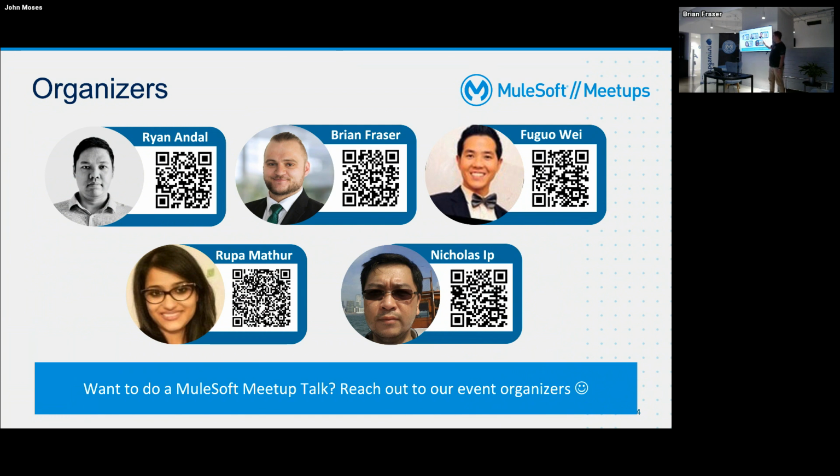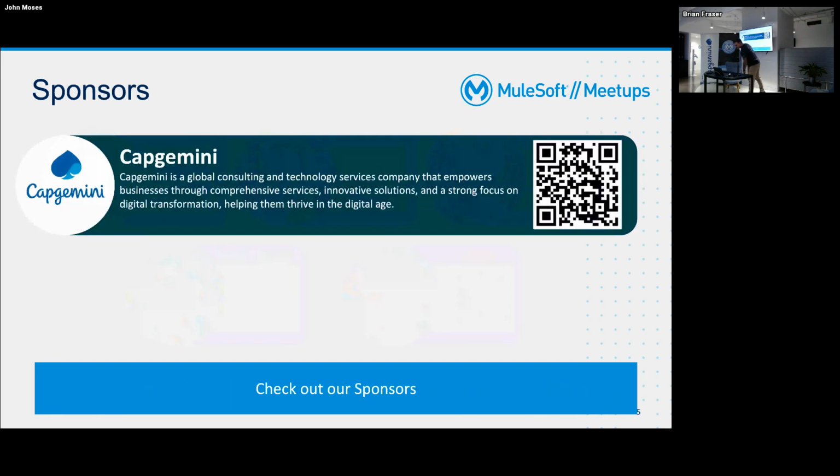We've got the regular guys that have been on here for a while: Ryan Nando, myself, Hugo Way, Nicholas Ip. All the guys come from different places. We've got these two from CAP. We've got Hugo Way, who comes from CloudWorks, Rupa, who's from KPMG, and Nicholas Ip, who is the local MuleSoft Salesforce guy.